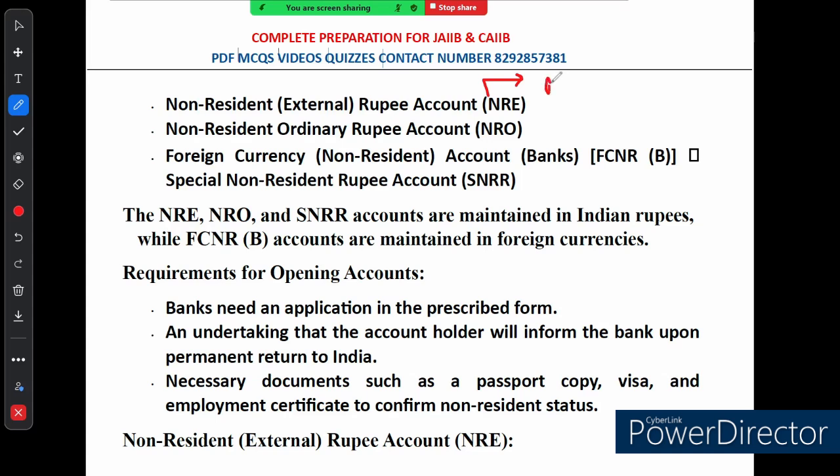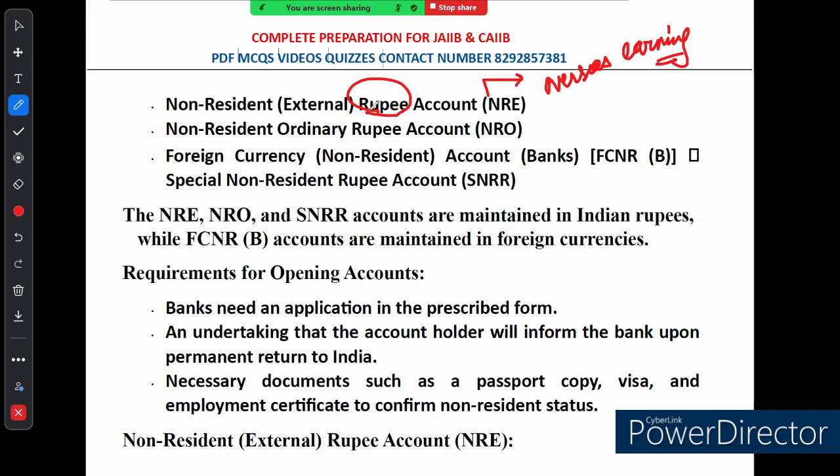See, whatever overseas earning NRI have, they want to park their overseas earning in India, but in Indian rupees, right? So that's why this external rupee account is there. Rupee means what? The denomination of this particular account is rupee. So some key features are like this.